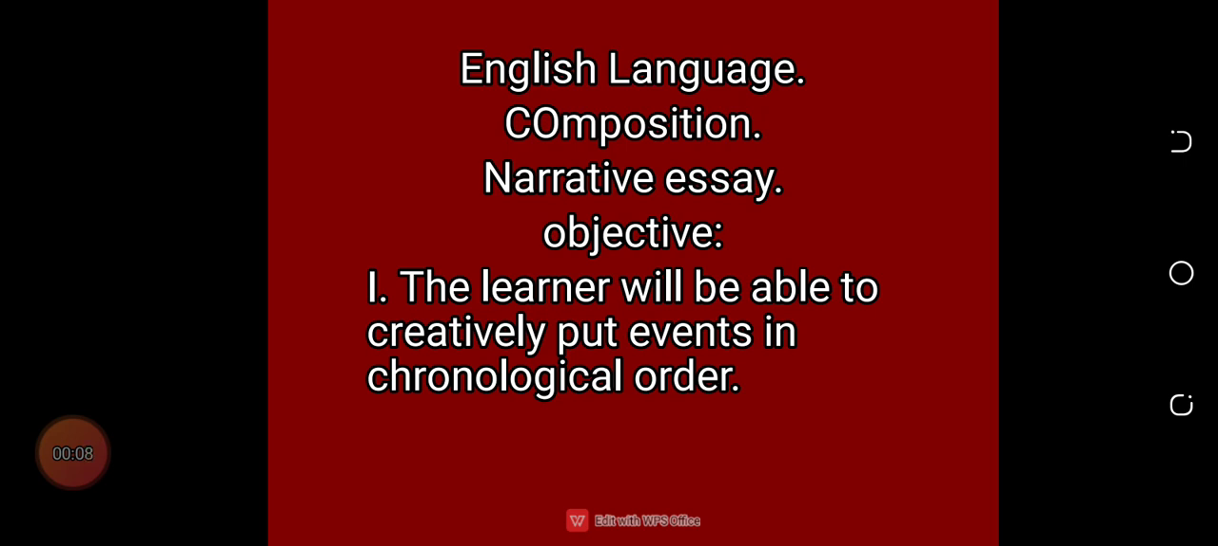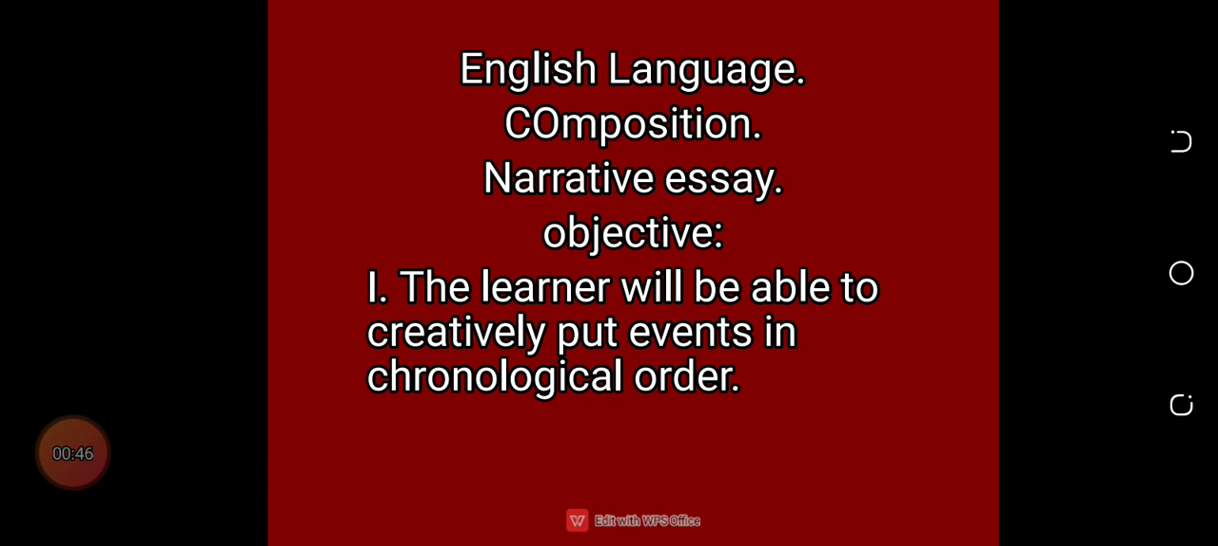For our lesson today, I'll be taking you through composition, one of the aspects of English language. And we'll be looking at narrative essay. That is story writing. Or it can also be that you are being asked to narrate something you have witnessed. In doing that, you need to state it in a way that you will be understood. So that's the chronological order.